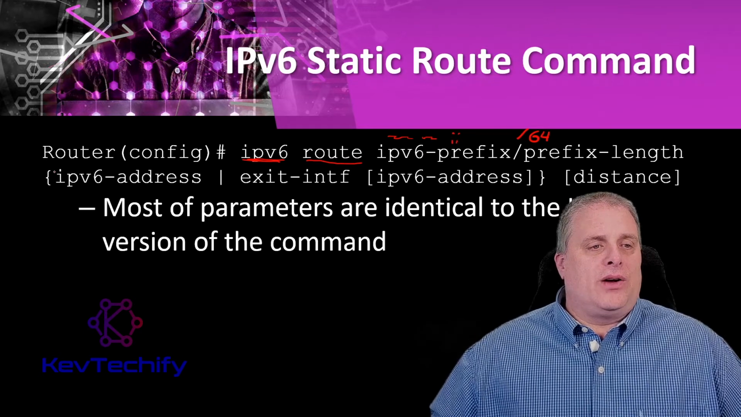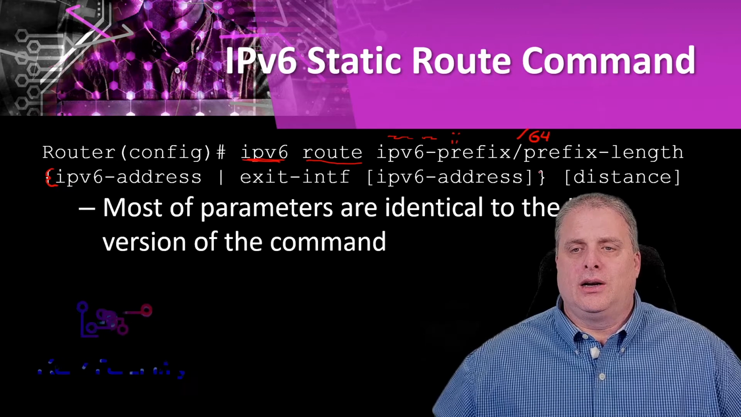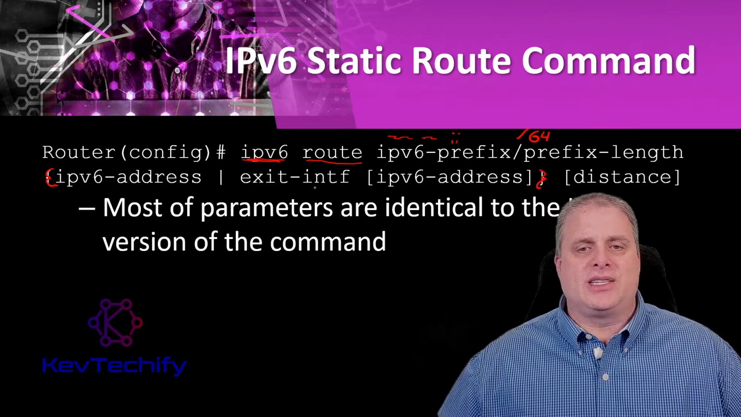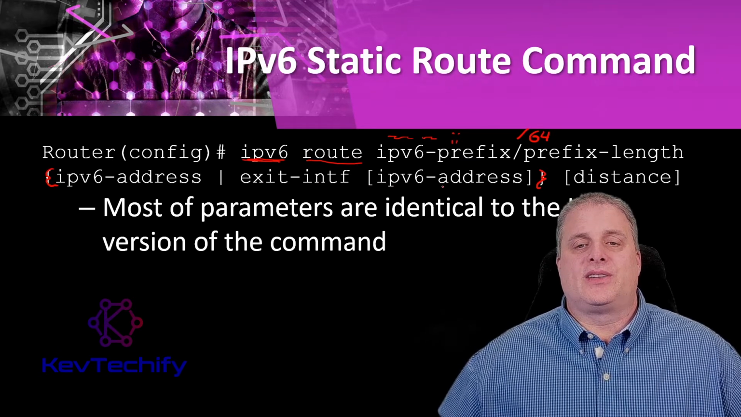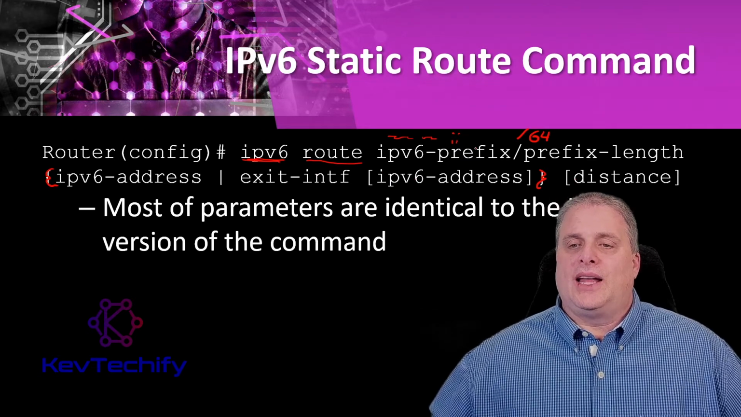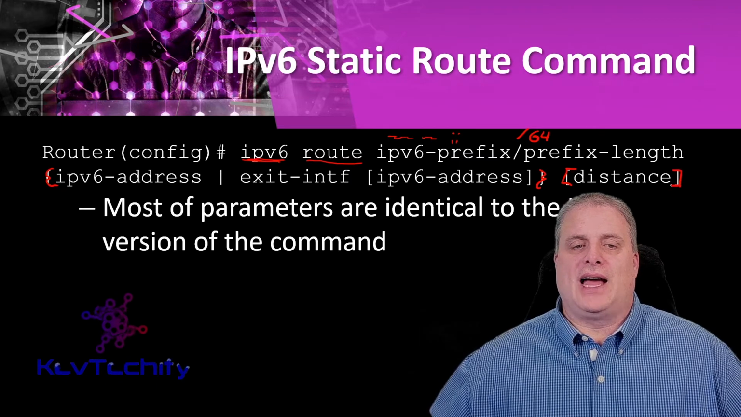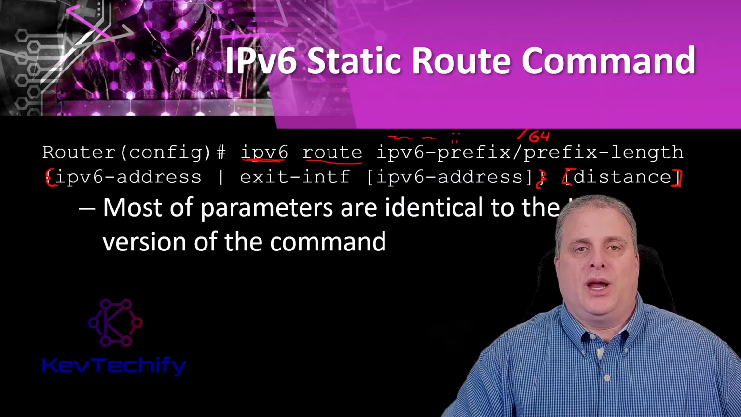Then following down here, we have the choice. We can either put an IP version 6 address in here, or the second choice is we can put the exit interface. And if we put the exit interface, we can also make it fully qualified here and put the IPv6 address in there. So we have the interface and the address. And at the end, we have the option here of putting the administrative distance on there. Very similar to the IP version 4 static route command.